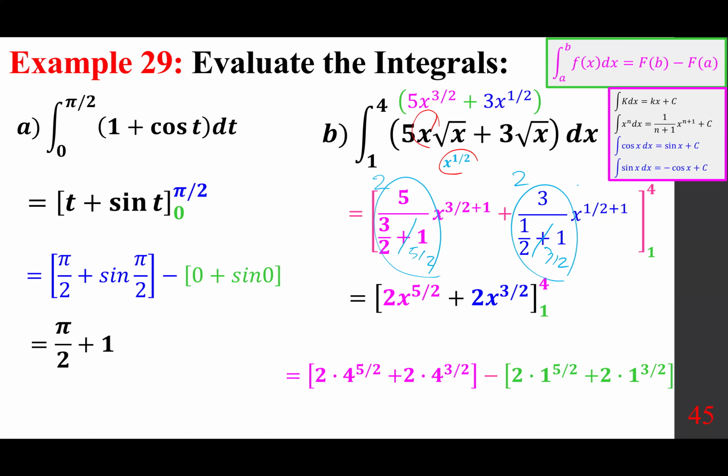Four to the power of 5/2 means square root of 4, 2 to the power of 5 means 32. This is 64. 4 to the power of 3/2 means square root of 4, which is 2 cubed, 8 times 2 plus 16. This is 1, this is 1, so we get 4 here. They add up to 64 minus 4 is 60, and 16 is 76.